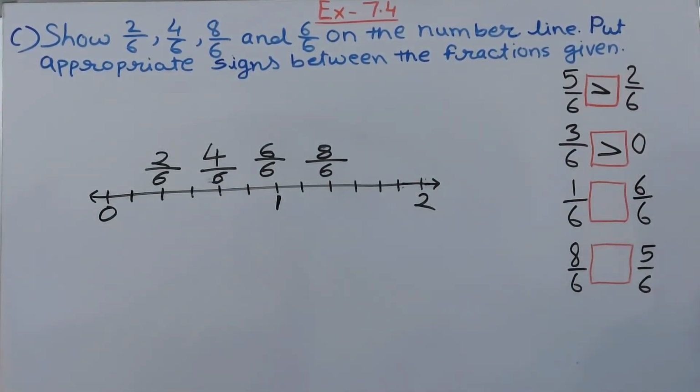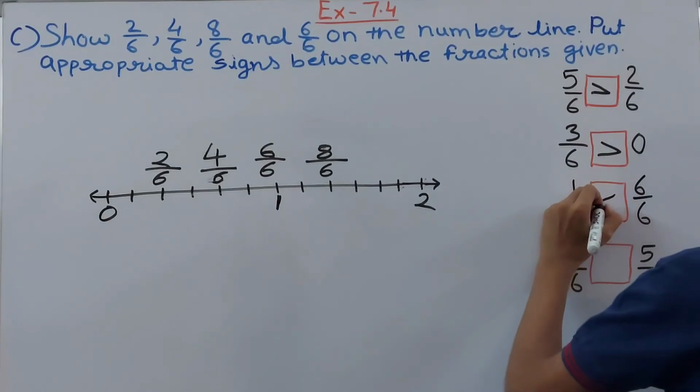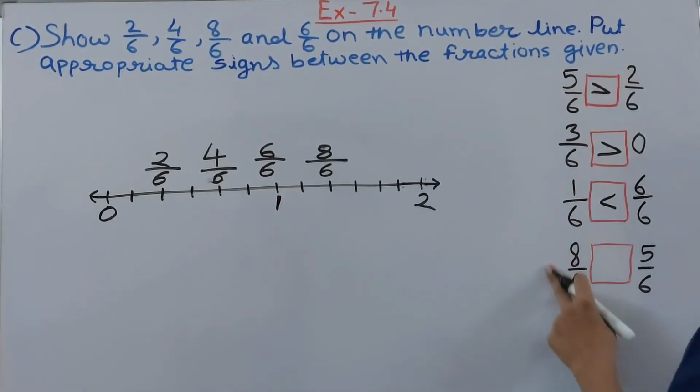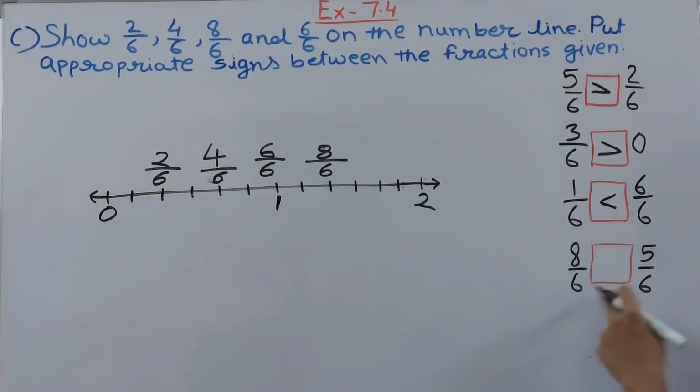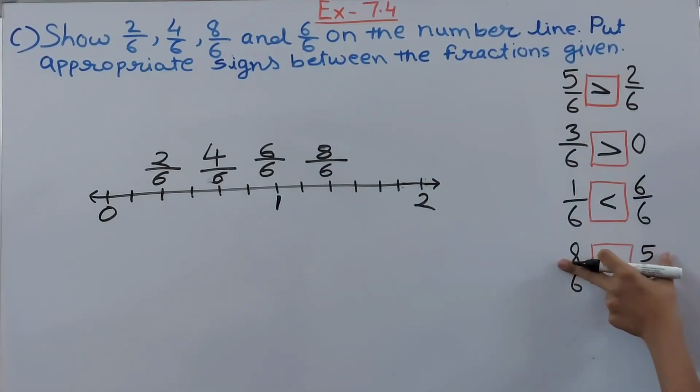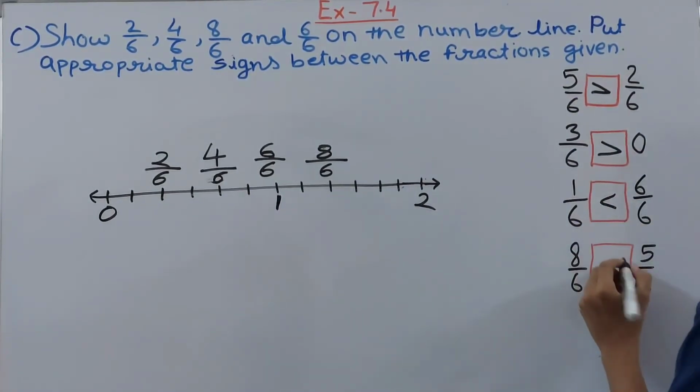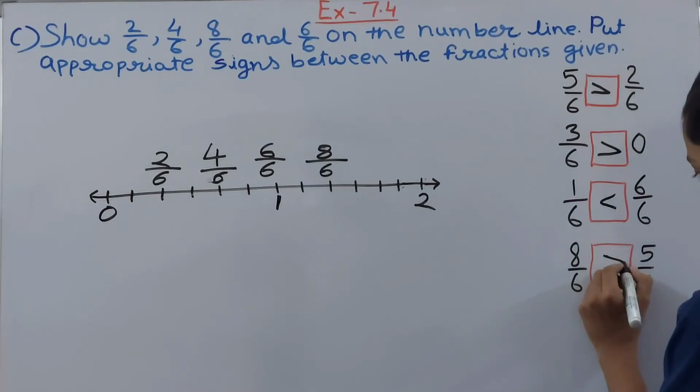1/6, 6/6. Denominators are the same, compare the numerators 1 and 6, 6 is greater. Simply we will put this sign. 8/6, 5/6, again denominators are the same, compare the numerators 8 and 5, 8 is greater. That means 8/6 will be greater than 5/6.